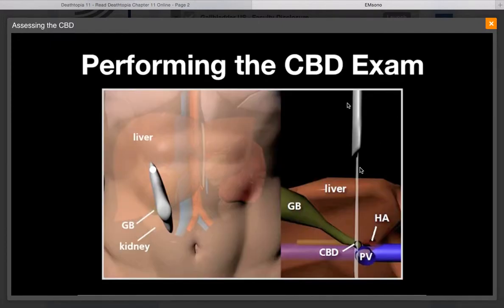Okay, to perform the common bile duct exam, you want to place the patient in the left lateral decubitus position with the transducer caudal to the right costal margin at the midclavicular line, with the transducer plane perpendicular to the costal margin. So the costal margin runs like this, so you're going to have the transducer perpendicular. The gallbladder is identified in the sagittal plane, and then the transducer is gently angled to the patient's right so that the portal vein is seen in its long axis. The common bile duct is going to be found anterior to the portal vein.